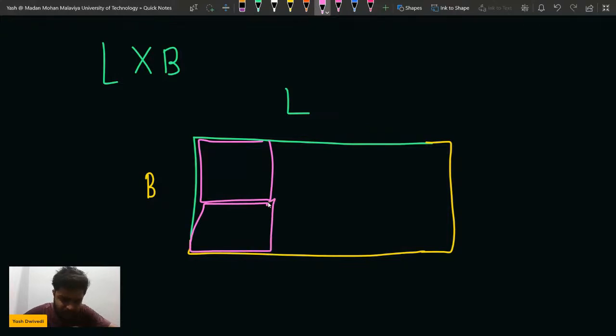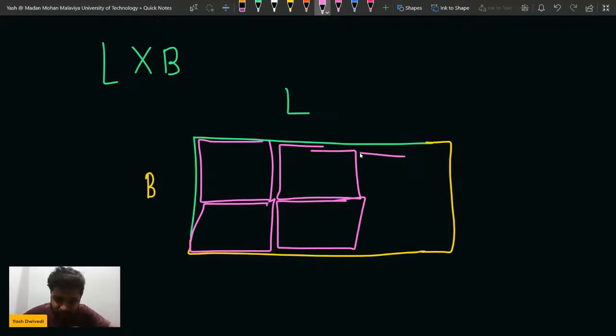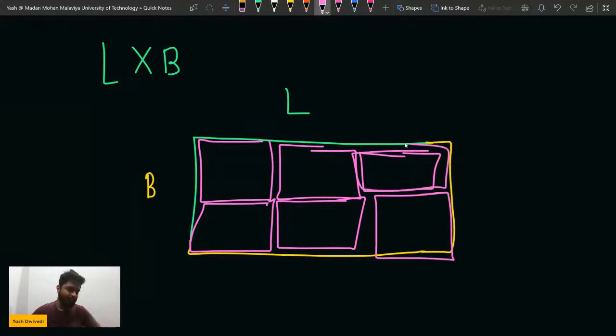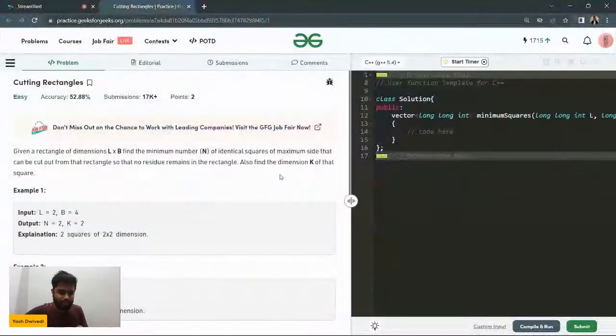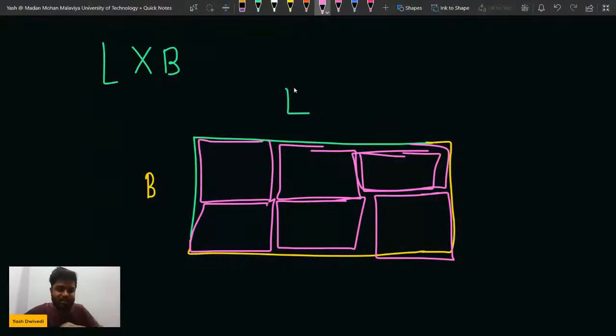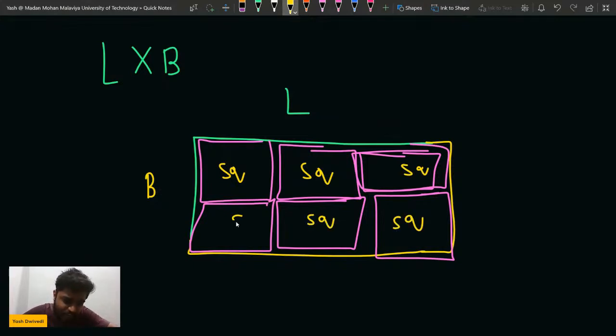Let's say we choose a square dimension tile and we fill this square inside this rectangle, so we fill the square of a particular size throughout. We have to choose a particular square in such a way that it takes the minimum number of identical squares that can cut this rectangle. This is one square, this is another square, and another, and so on.